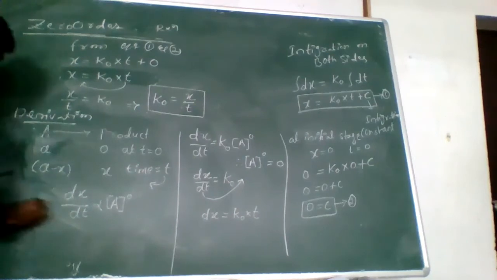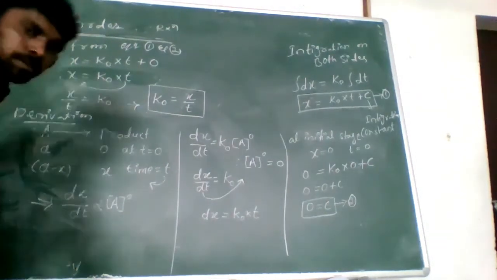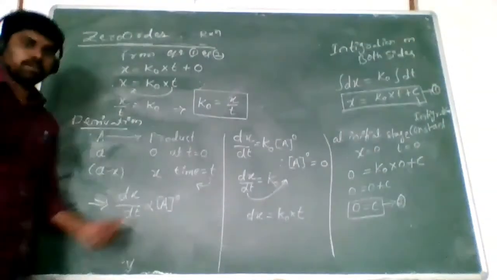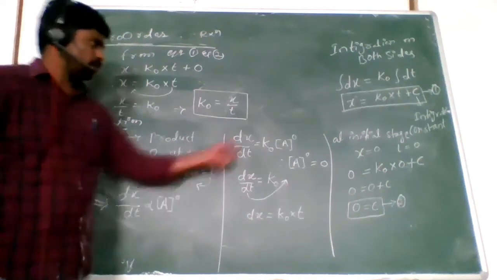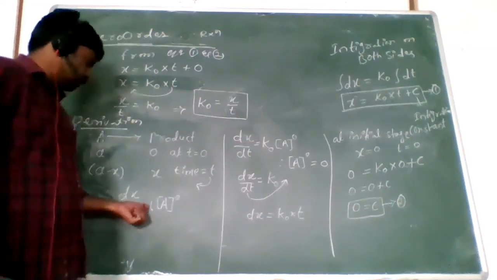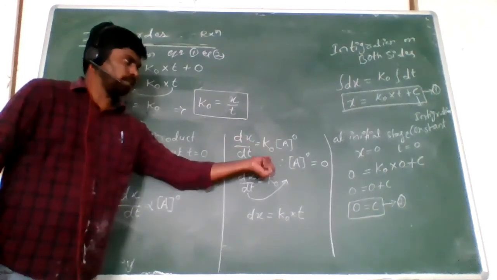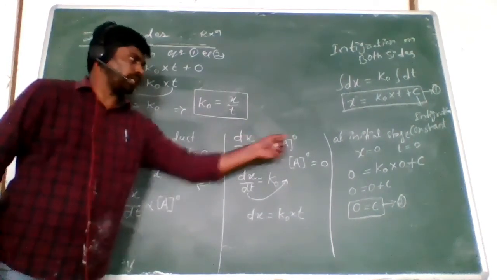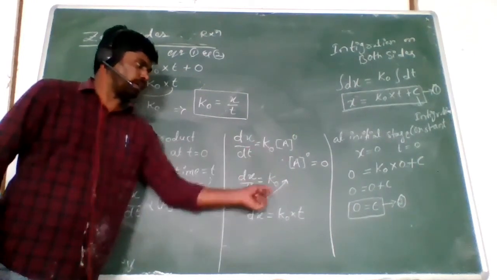So when you apply this to the rate of reaction, dx by dt is directly proportional to a naught. When it is directly proportional, you have to take a constant value: dx by dt equals k naught a naught. Here a naught means the concentration is zero now. That's why I'm taking only k naught.